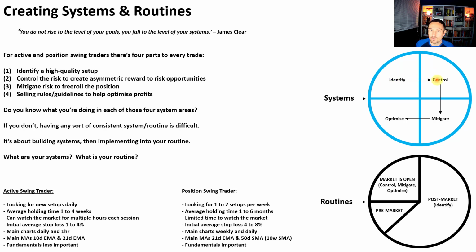Then how do you control the risk? Create that asymmetric risk versus reward trade. Now, this could be different. If you're a day trader, how you go about controlling the risk will be different to if you're, say, an active swing trader whose initial stops are maybe somewhere between 1% and 4%. If you're a longer term positional swing trader, you're going to control the risk differently as well, and your setups may be a little bit different. But you're controlling a risk where it may be somewhere between 4% and 8-ish%. It depends on the setups that you like, how much room you want to give them as well.